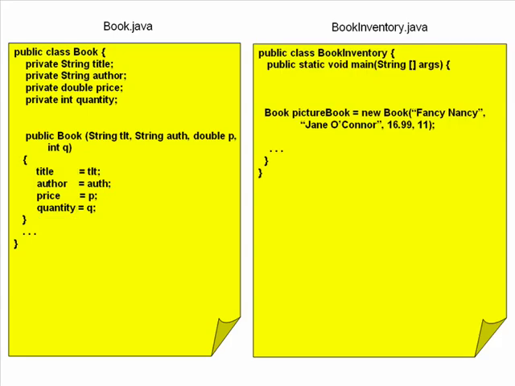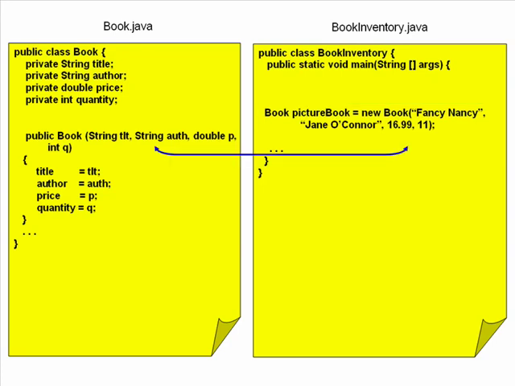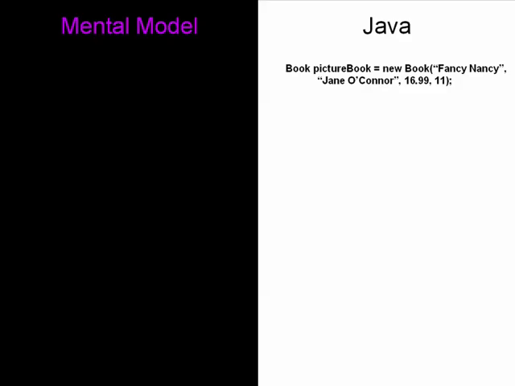So the way we would use this in a client program that used the book class is we would invoke the constructor by saying Book pictureBook = new Book, and we would pass the title and author and price and quantity to the constructor. And those arguments would be passed to these parameters and used to initialize the instance variables, all in one step, as opposed to using those separate mutator methods.